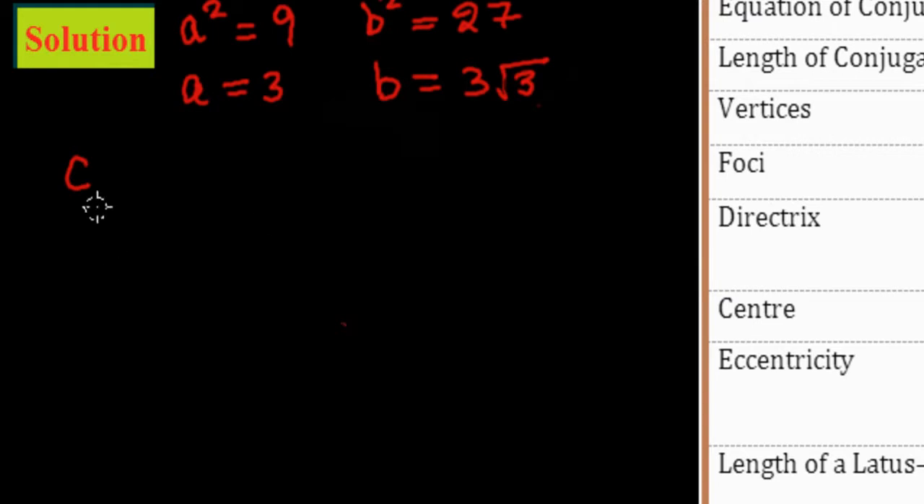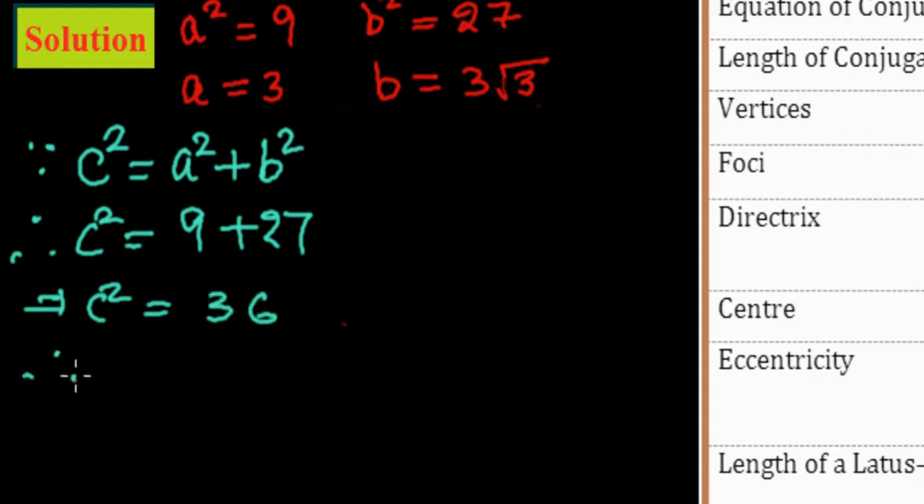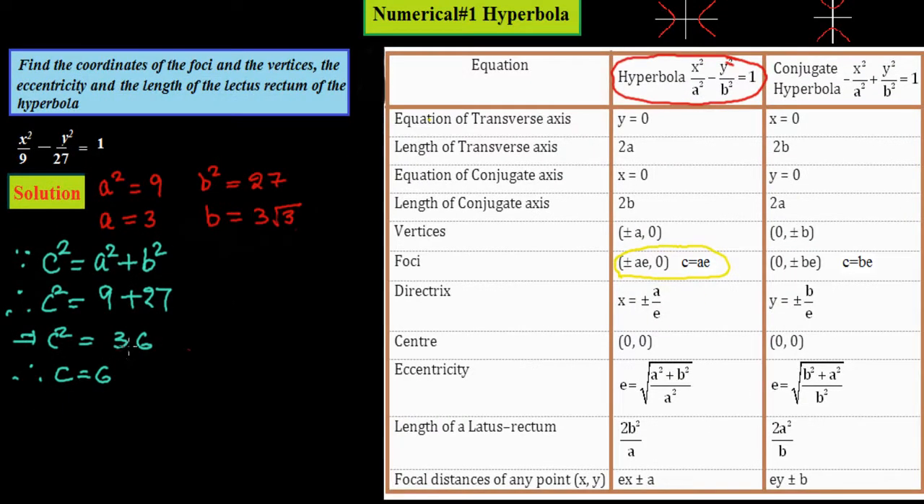This relationship is c square is equal to a square plus b square. First we will put the values. A square is 9 and b square is 27. So c square is equal to 36. If we take the square root of both sides, we get c is equal to 6. So plus minus 6, but we take only the positive value here because it is a distance. So c is 6.